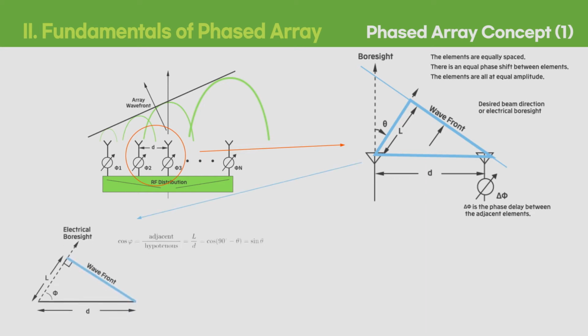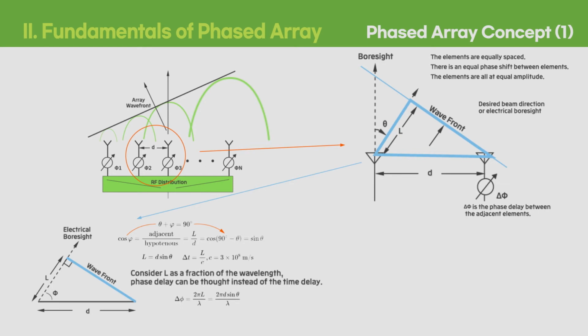Referring to the simple trigonometric conversion, the parameter L can be expressed in terms of the distance between each antenna element and the sine of the tilted angle from the bore side. Then, considering the time delay as the phase delay of the waves, the required phase shift or tilted angle can be expressed as shown on the screen.